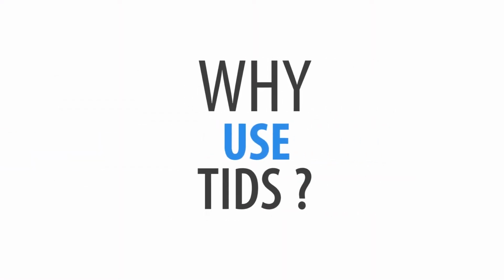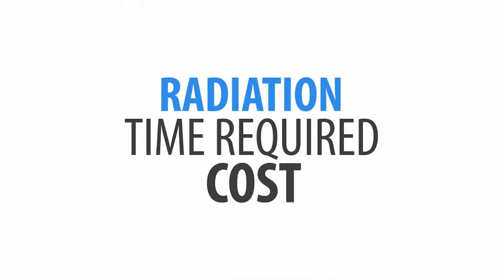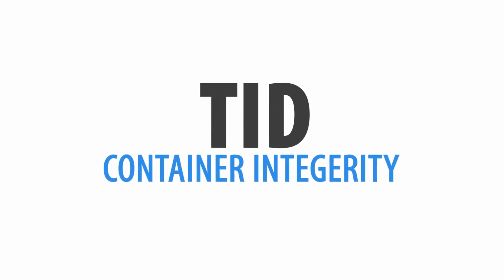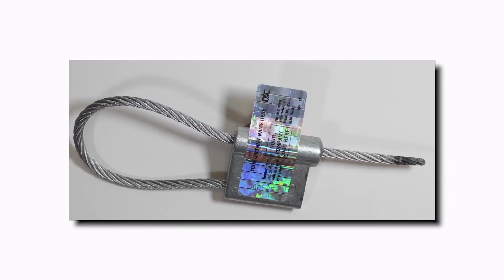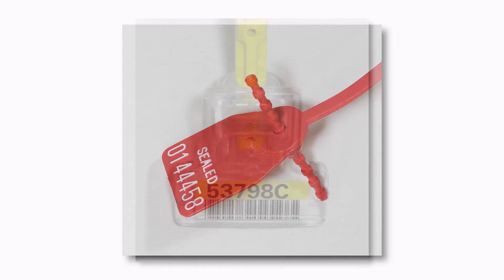We use TIDs because it is impractical to measure all items for each physical inventory due to things like radiation exposure, time required, or simply the cost. TID and container integrity assure an item is unaltered and confirm the previously measured value still has validity. TIDs are also used to detect attempts at tampering with material control and accounting, and/or security equipment and systems.